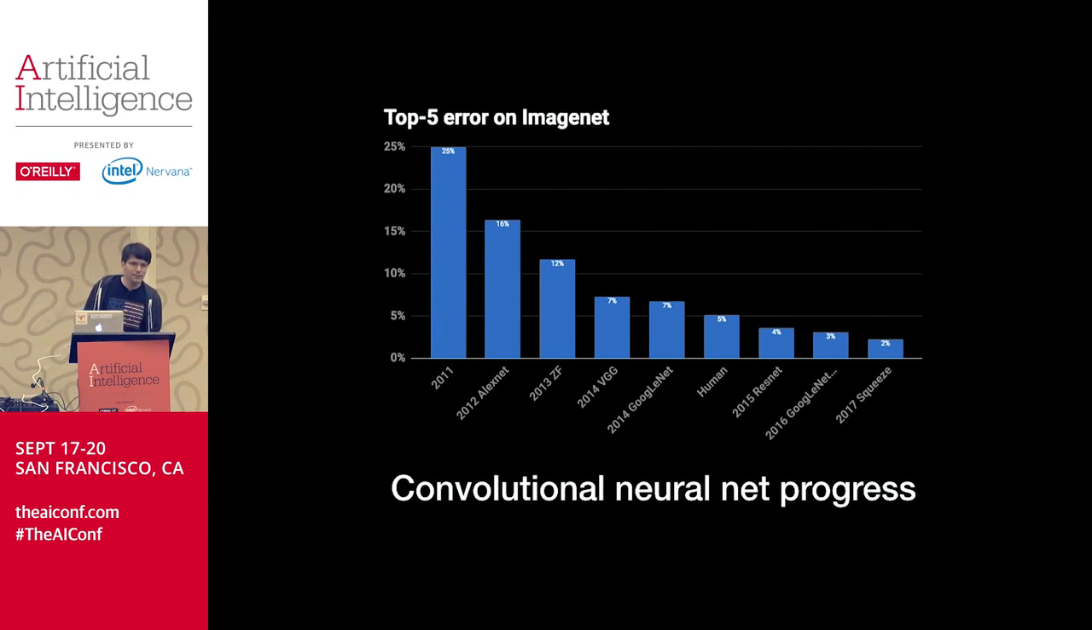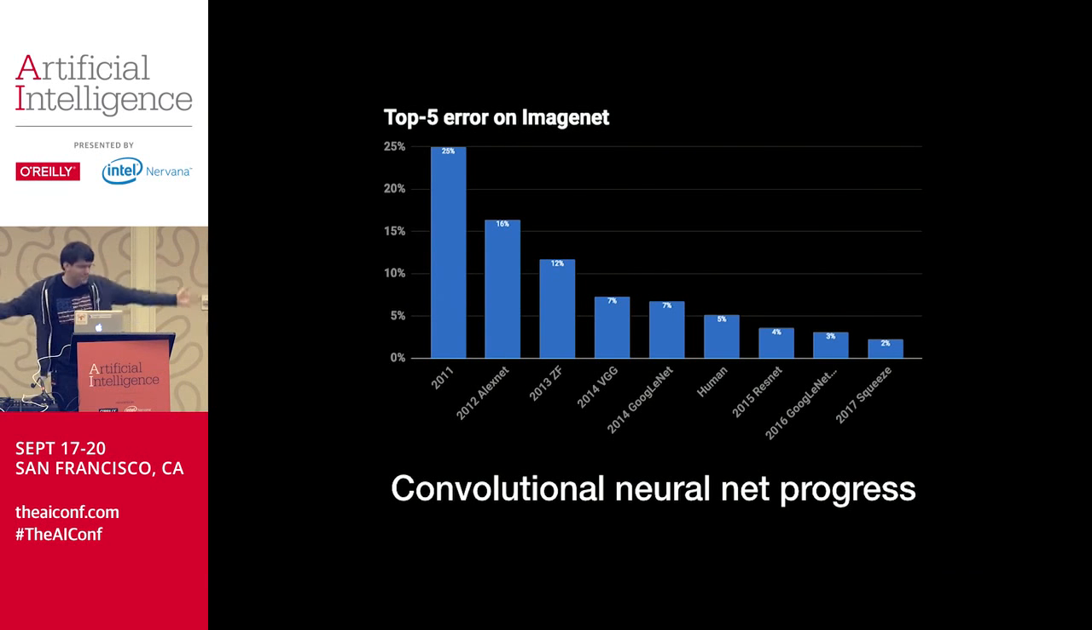I'd say this last year, it was at about 3%. It was at 3.07 and 2.99 or something, I think. And people were saying, oh, this is done. You can see the human there at 5%. That's one human who decided to do this on his own, this guy Andre. He happened to get 5% after studying what tiger sharks and great whites look like. So people were like, oh, 3%, this data set is done. We got to move on to another one.